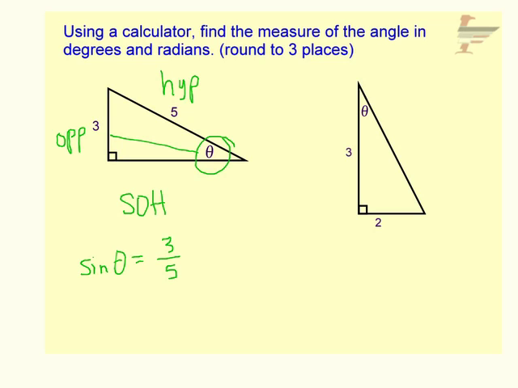Now if we want to figure out what theta is, this is when you use that inverse sine button on your calculator. So we'll do inverse sine of 3/5, and that will be equal to theta, and that's how we'll figure out what theta is. You do want to make sure, well, I guess it says both. You would do this in degree mode, and then if it's also asking for radians, just switch your calculator over to radian mode and type in the exact same thing.